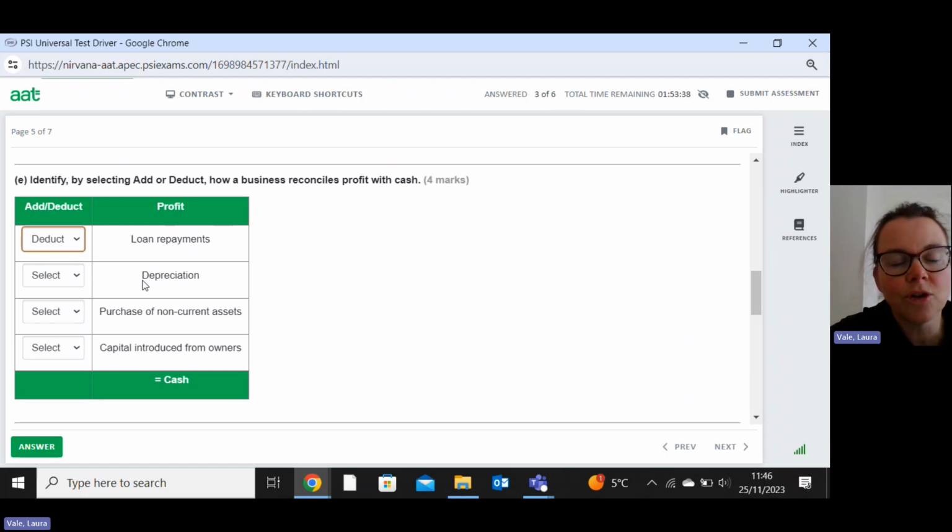Depreciation. So that is a non-cash expense. So that would have been subtracted to get to our profit, but we never physically pay out any money. So we need to add that back. Buying non-current assets means that we'll be spending out money, so deduct. And capital introduced from the owners means we'll be getting money in, so we would add. And you can see it's gone profit, deduct, add, equals the cash. So it helps you to see where we're doing the reconciliation.